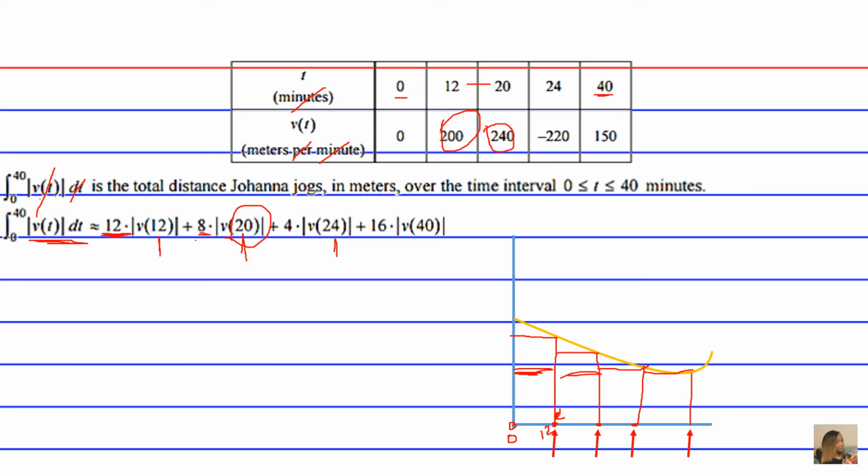And the 12 comes from the fact that there are 12 spaces for the first interval. The 8 comes from the fact that there are 8 spaces for the second interval between 12 and 20, and so forth. There's 4 spaces between 20 and 24, and I think you get the point. So 4 times v of 24 plus 16 times v of 40. All right, so we have all our values.